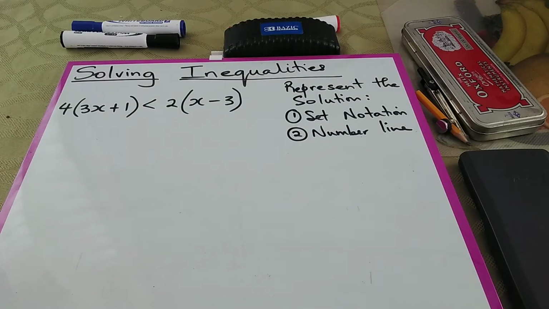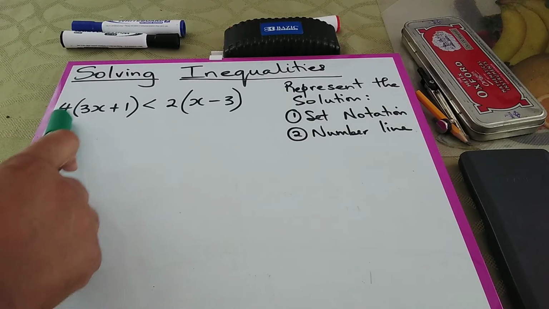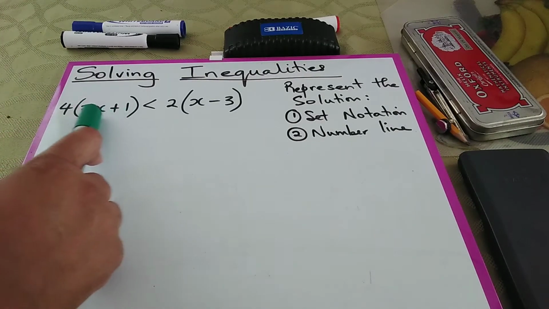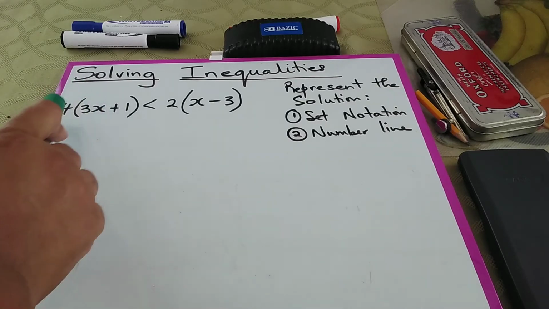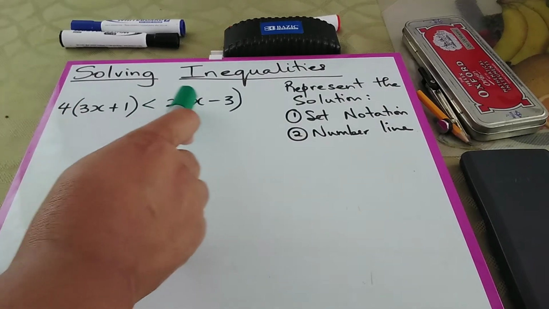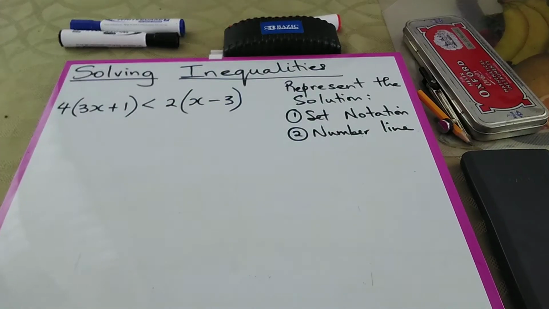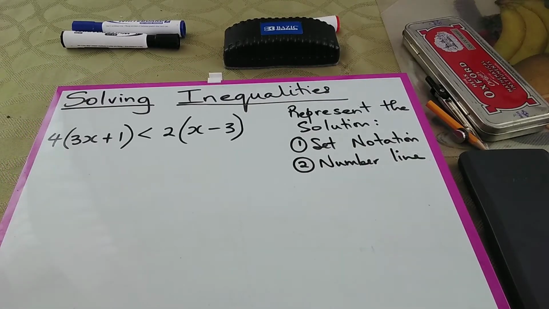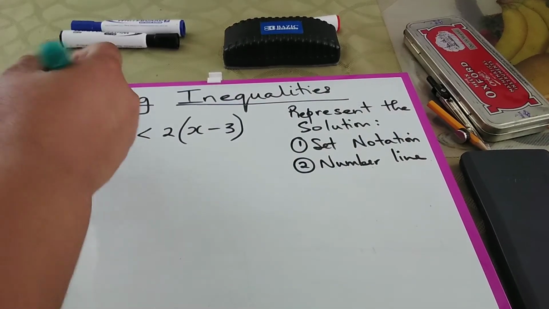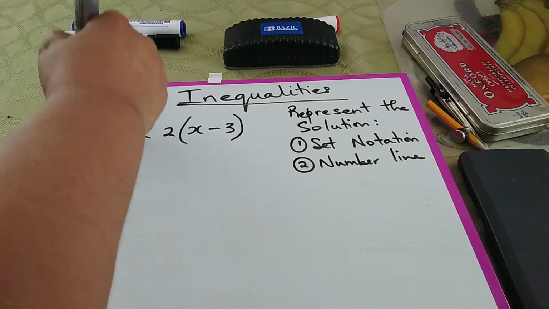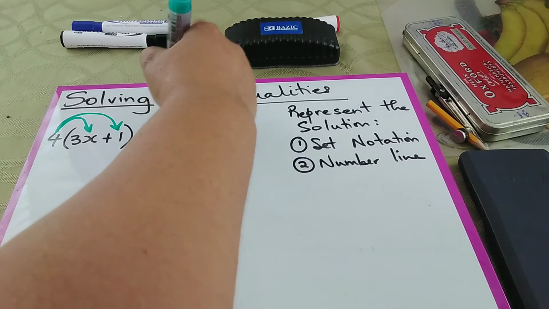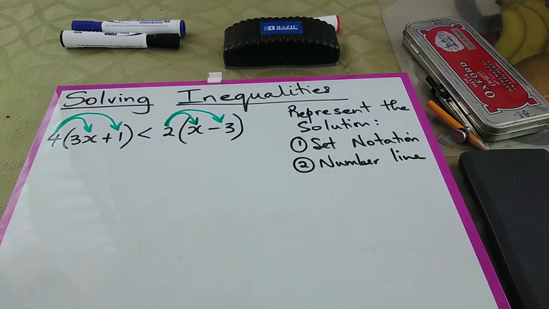In this question, we are going to apply the distributive law, where 4 will be distributed in these two terms. In other words, 4 times 3x and 4 times positive 1. 2 times x and 2 times negative 3. So what we normally do is put in our little arrows to show that. So we say 4 times 3x, 4 times positive 1, 2 times x, 2 times negative 3. You would have learned that from grade 8.